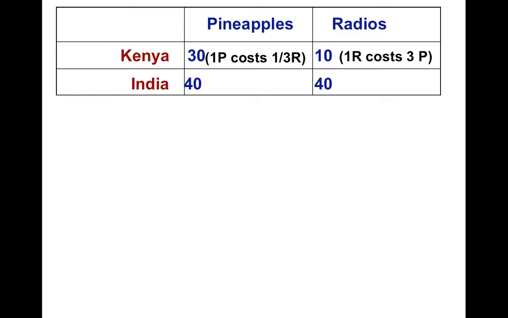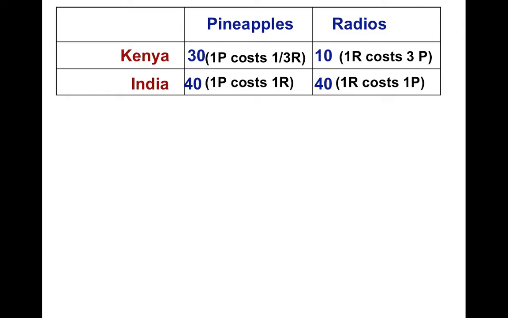If we were to take a look at India and see theirs, it's a lot easier because it's 40 to 40, which is 1 to 1. So one pineapple costs one radio, and over here we have one radio costs one pineapple. Now the key is we need to find which country has the lowest opportunity cost for pineapples and which one has the lowest opportunity cost for radios.